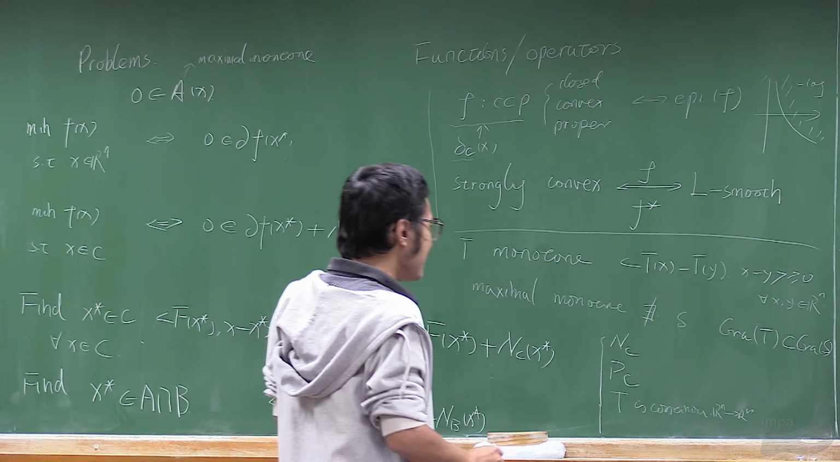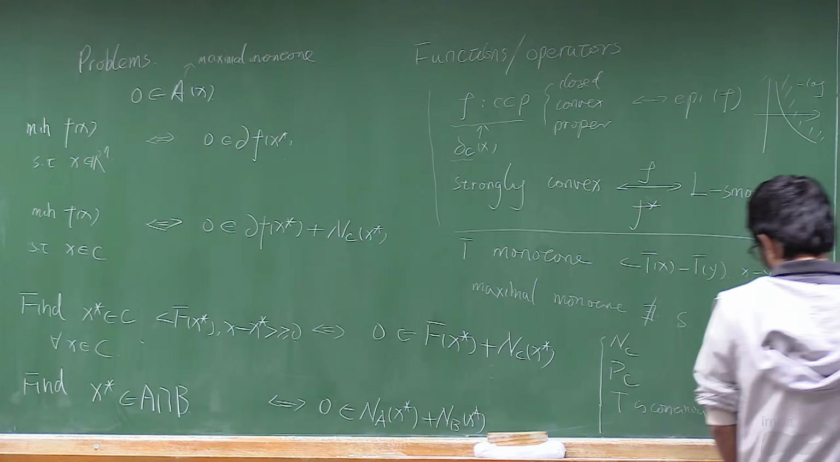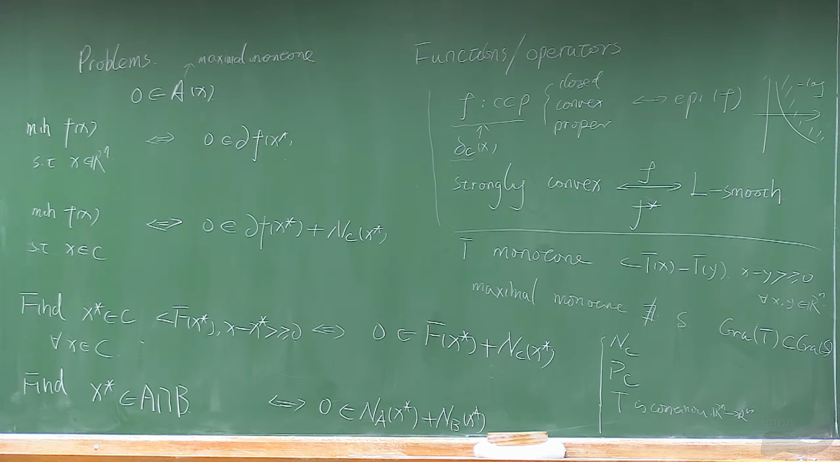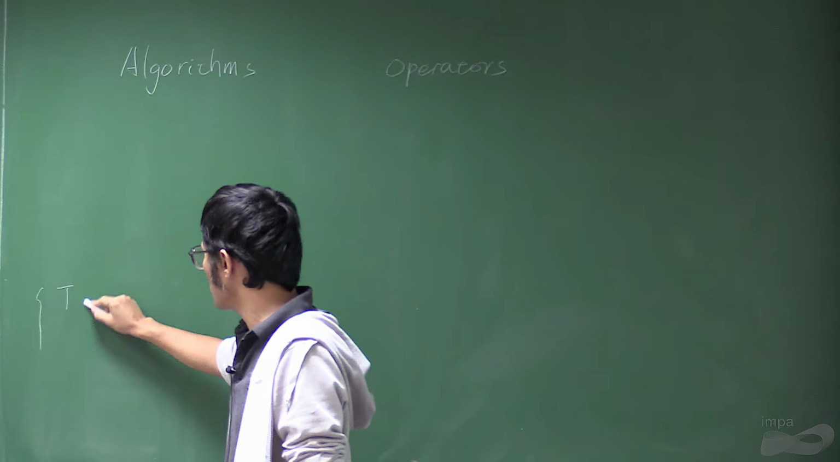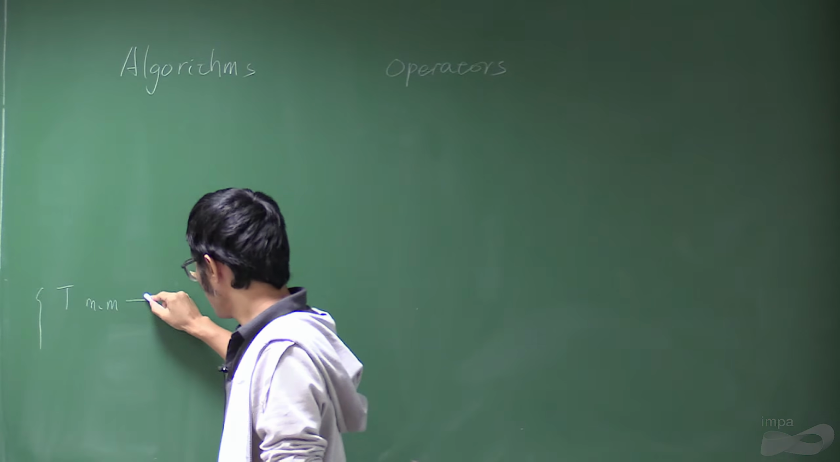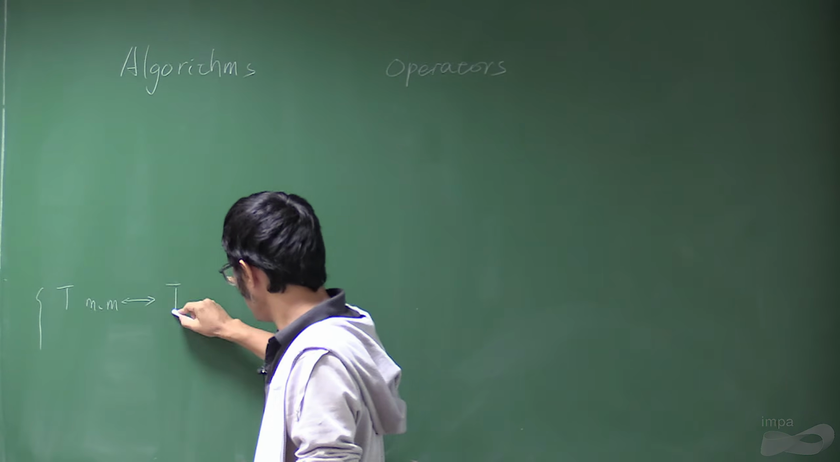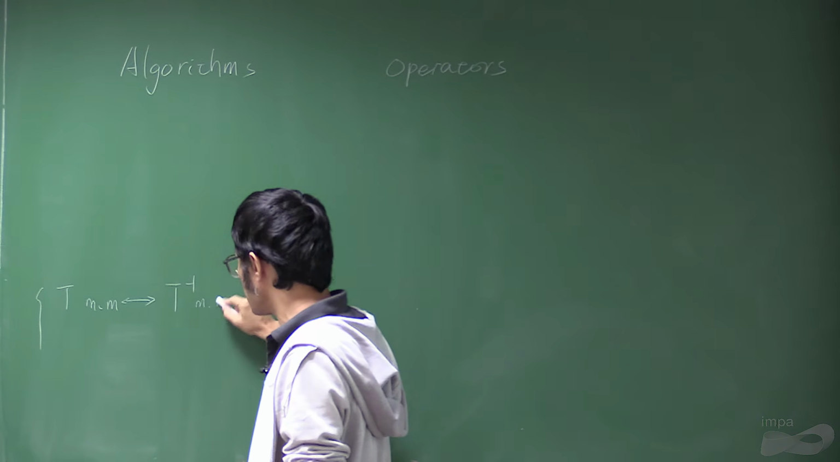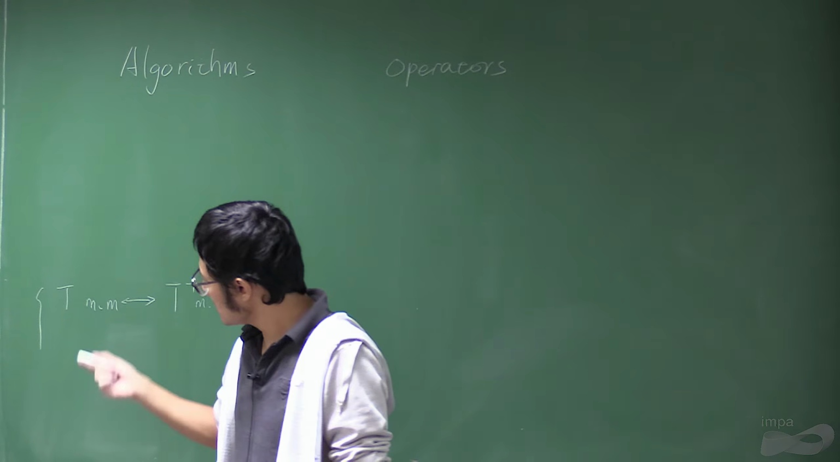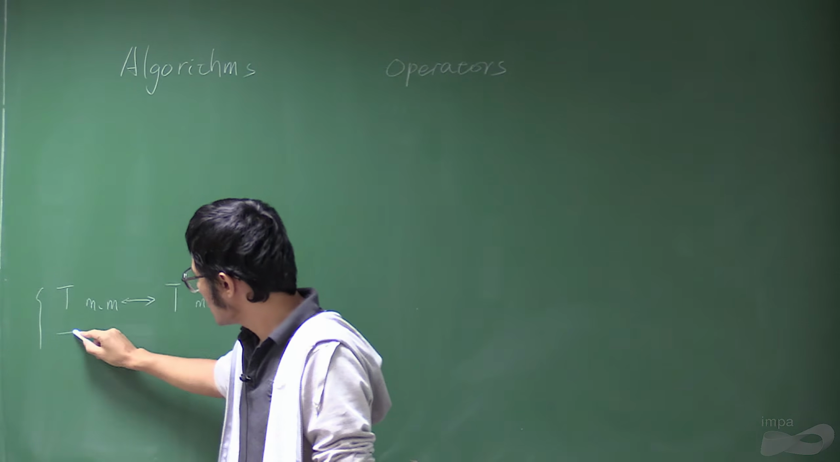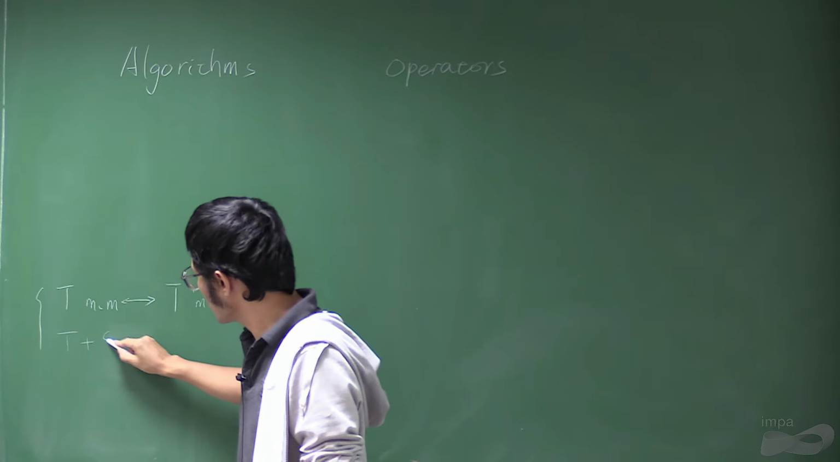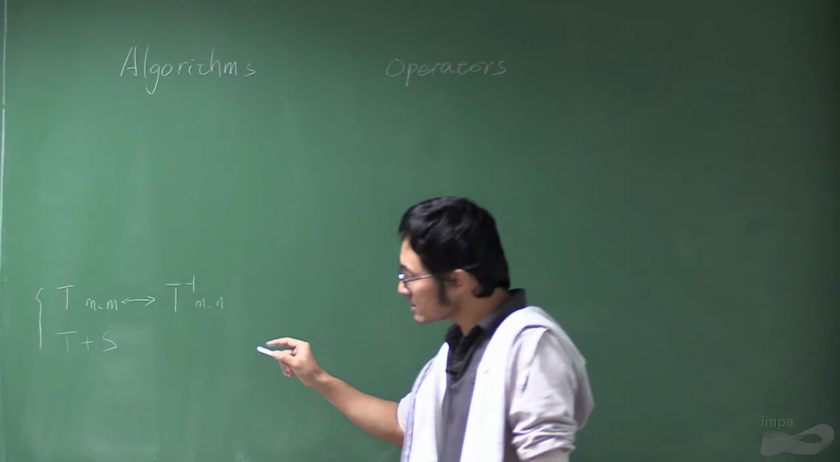Besides these examples, we also have some operations which preserve maximal monotonicity. I will put them here. First, if T is maximal monotone, then T inverse is also maximal monotone. This is very important. Another one is the summation of two operators. We need to pay attention here.